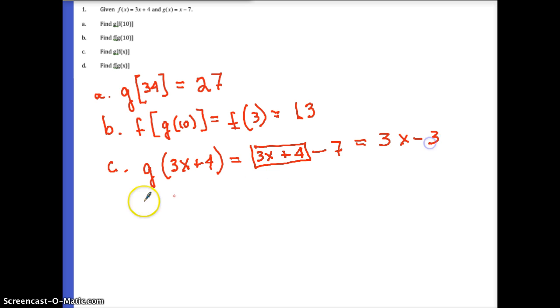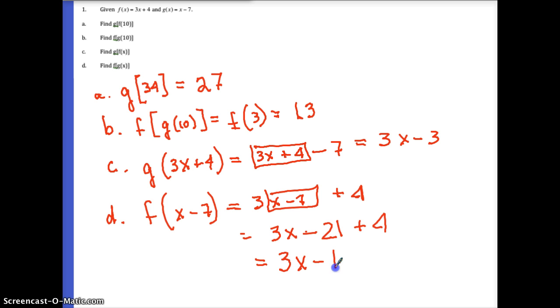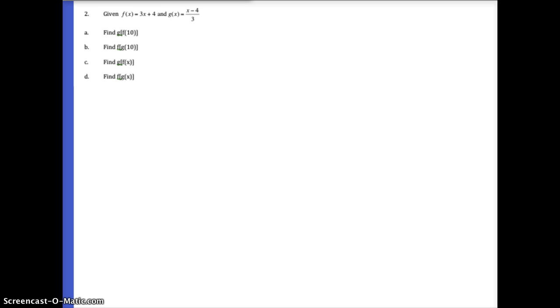Same thing for D, f of g of x, so that's f of x minus 7. Well, my f function is 3 times that thing plus 4. That thing is x minus 7, so that's going to give me 3x minus 21 plus 4, which just leaves us with 3x minus 17. Okay, no big deal. We're just plugging things into functions. Let's look at our next example.